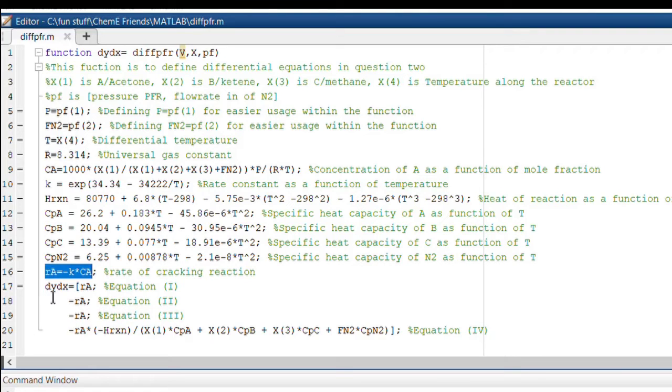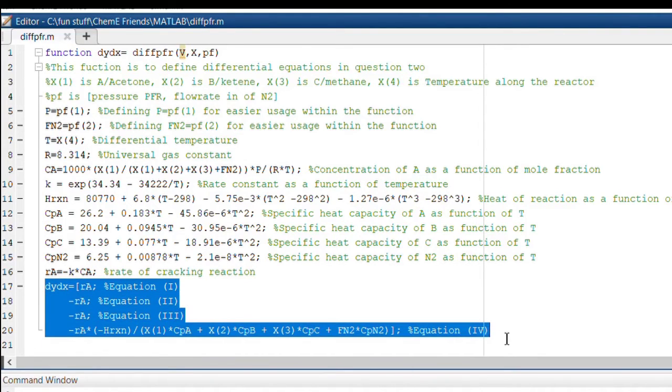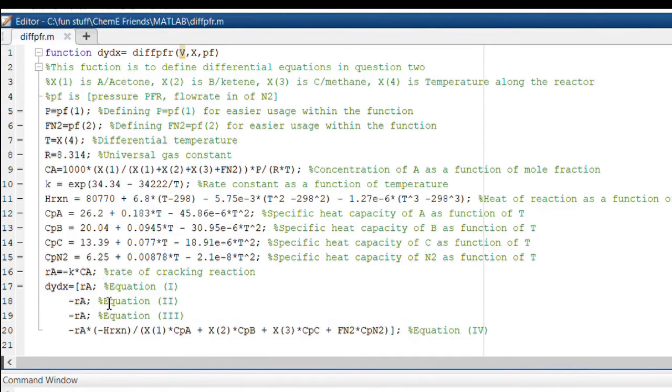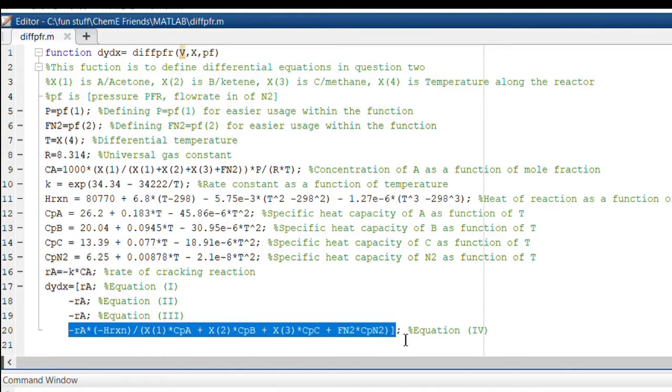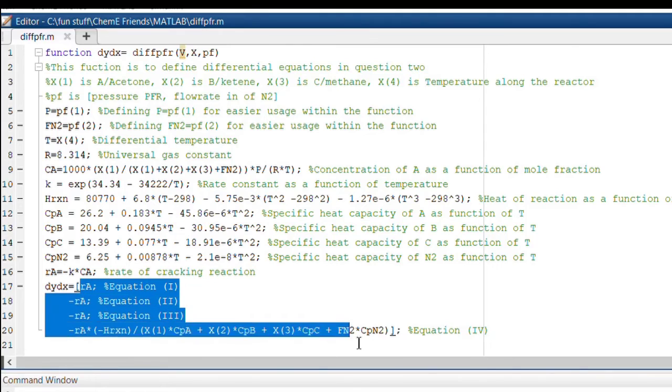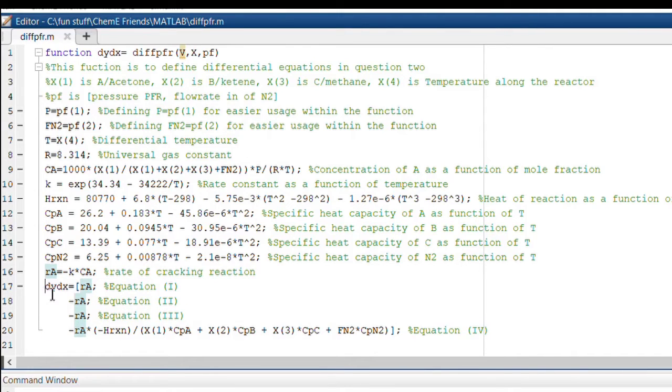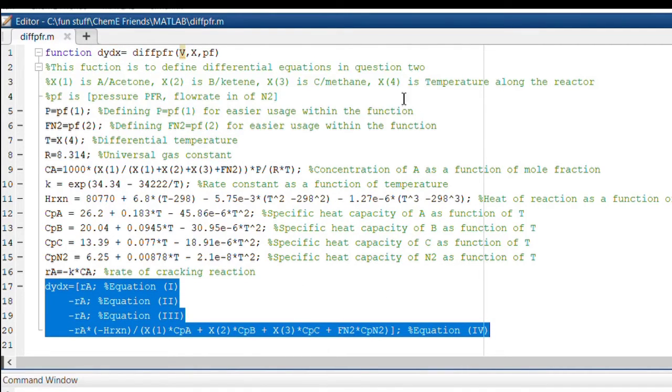And finally we get the output. We are writing a column matrix where minus Ra, rather plus Ra, is the right hand side of equation 1, minus Ra is the right hand side of equation 2, again this is the right hand side of equation 3, and we have the right hand side of the change in temperature with respect to volume. We define this as dy dx, and if you can see in the function definition, we know that the output dy dx, which is this matrix, is the output for the entire function file.